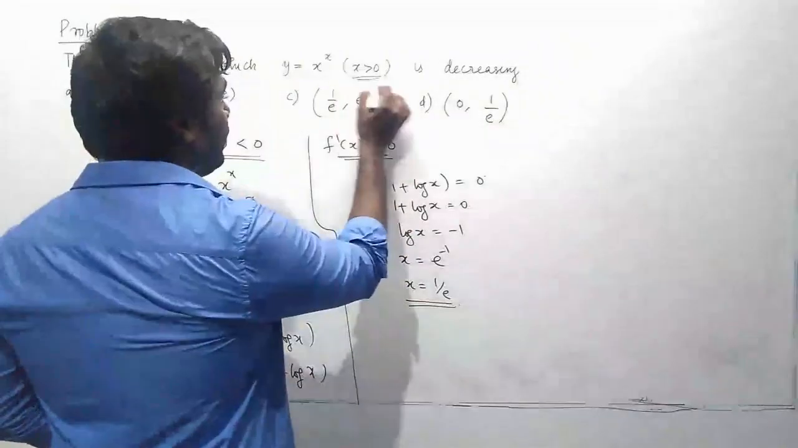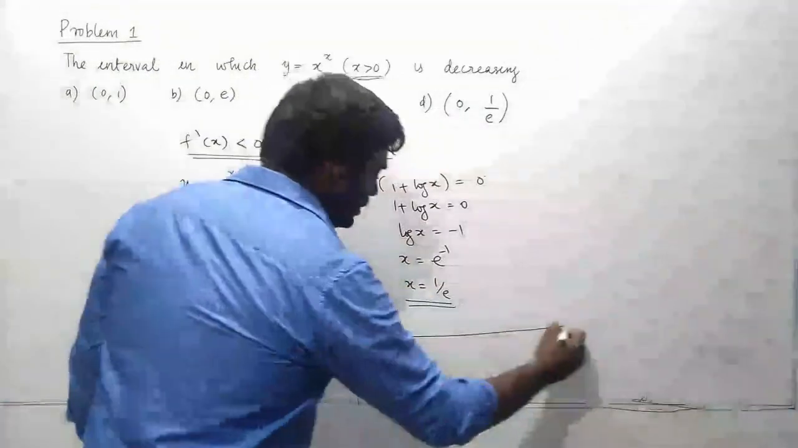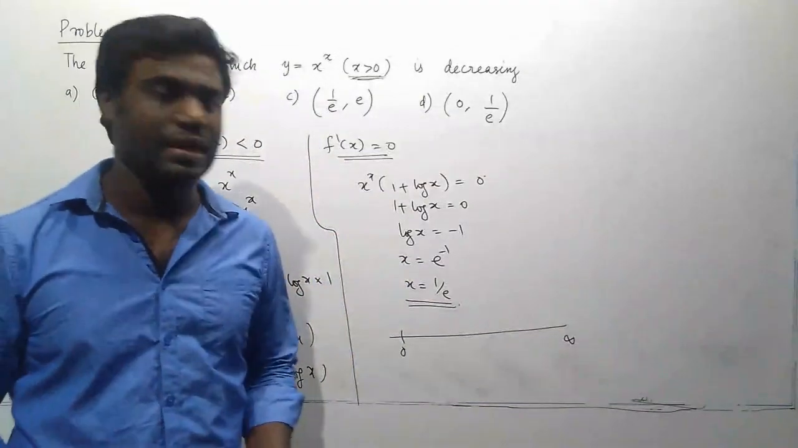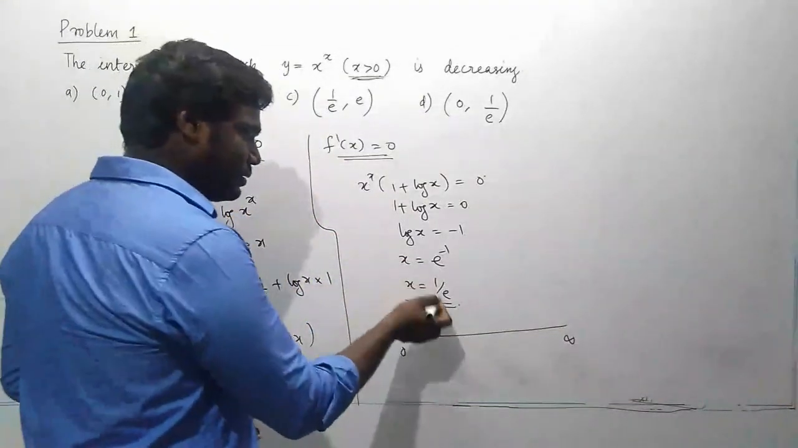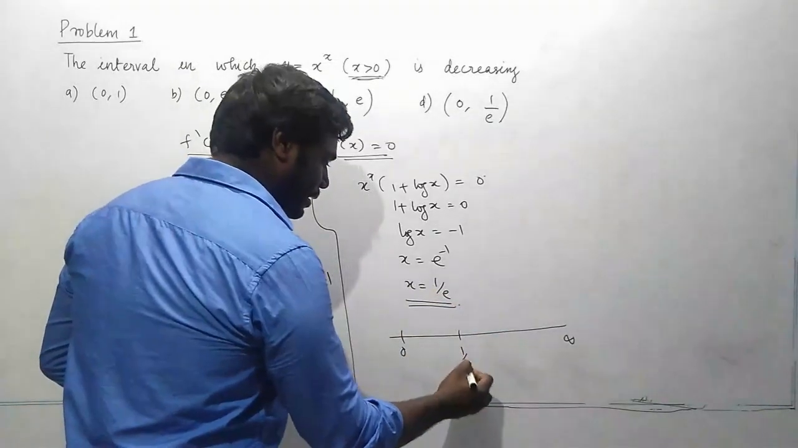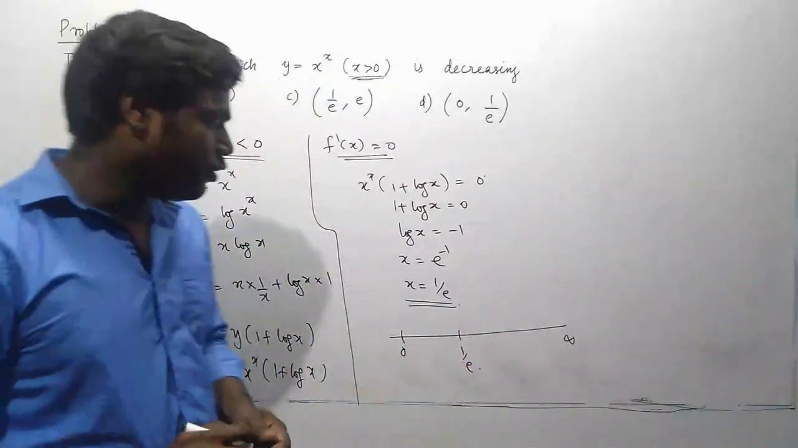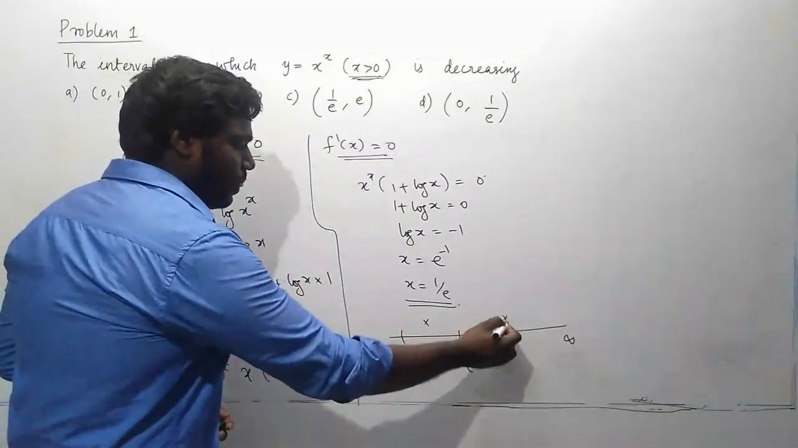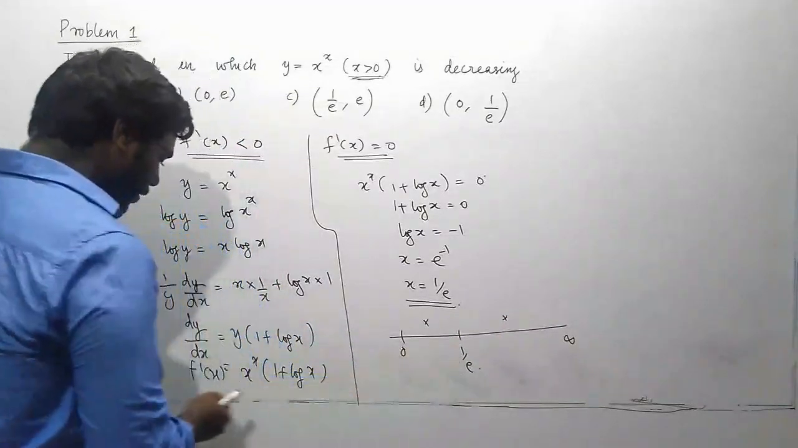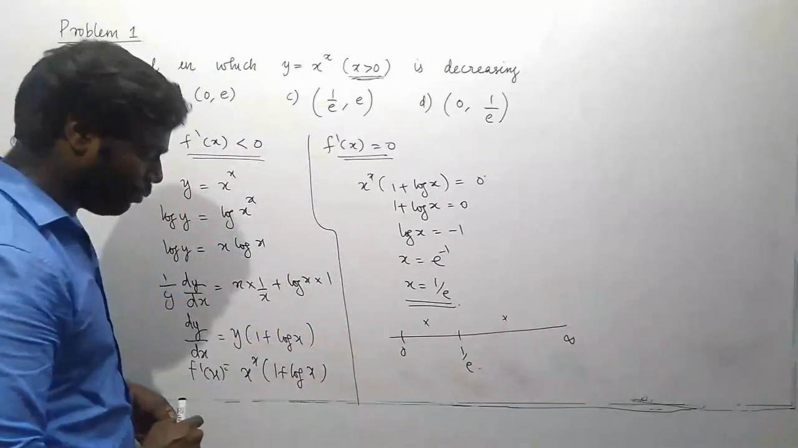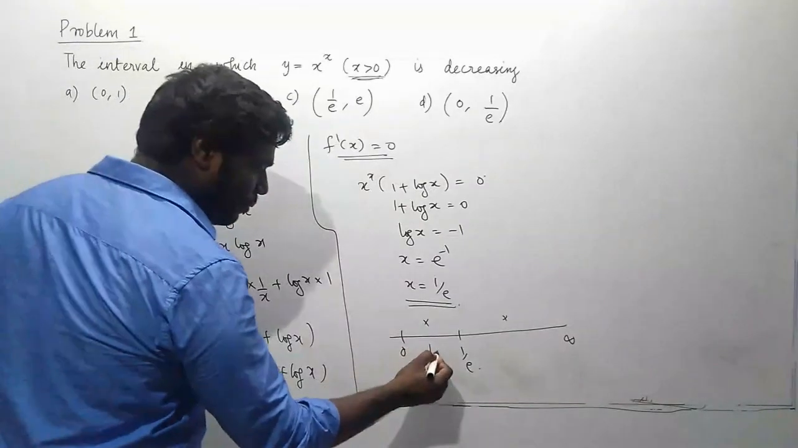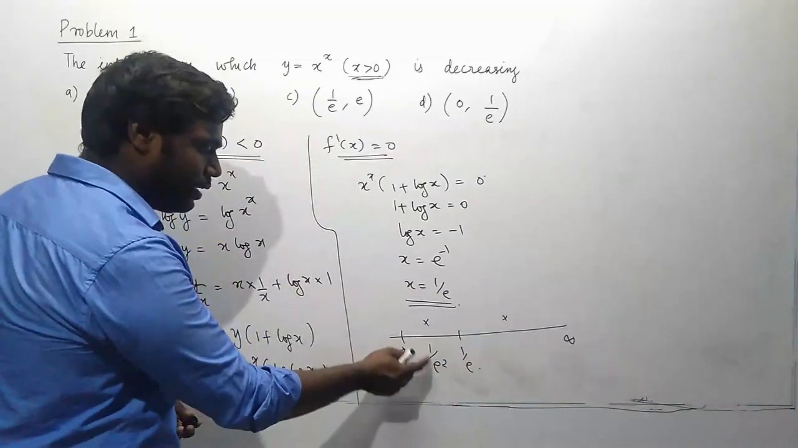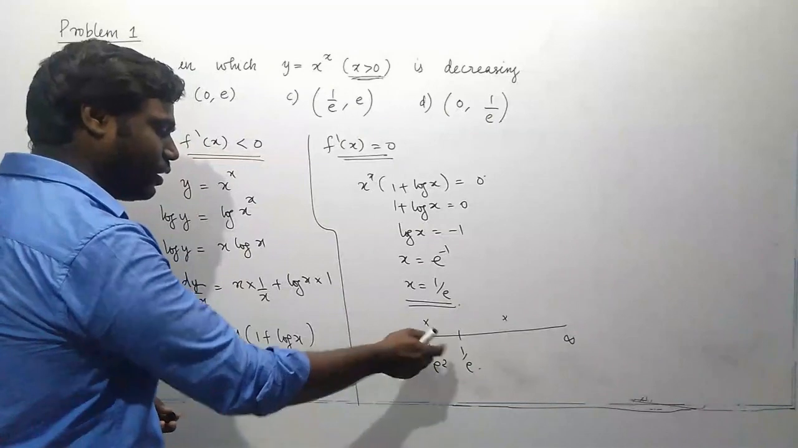Here the function is defined only for x greater than 0. So let us sketch the region. 0 to infinity is our region where the function is defined, and we have only one critical point, and that is 1 by e. Since 1 by e is a positive number, we can sketch it exactly here. Now we need to find a point here and here such that f dash of x can be calculated easily at that point. So let us take 1 by e squared. Since 1 by e squared will be less than 1 by e, 1 by e squared is a point in (0, 1 by e).